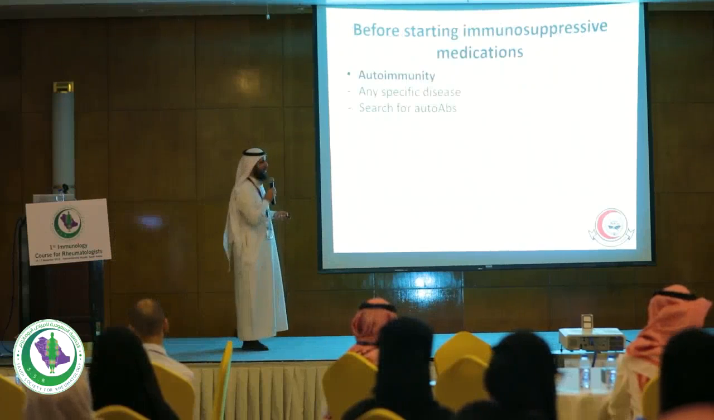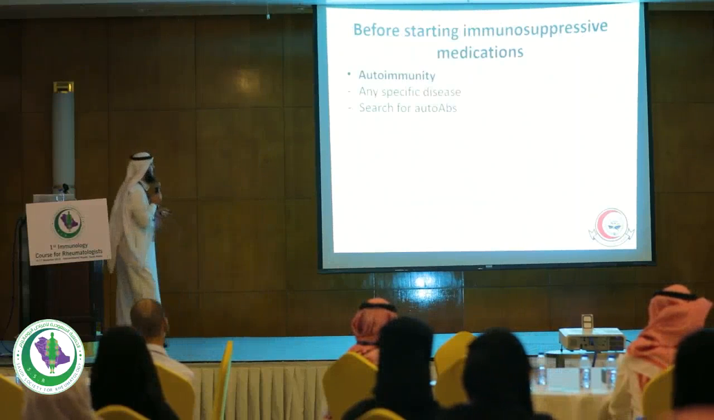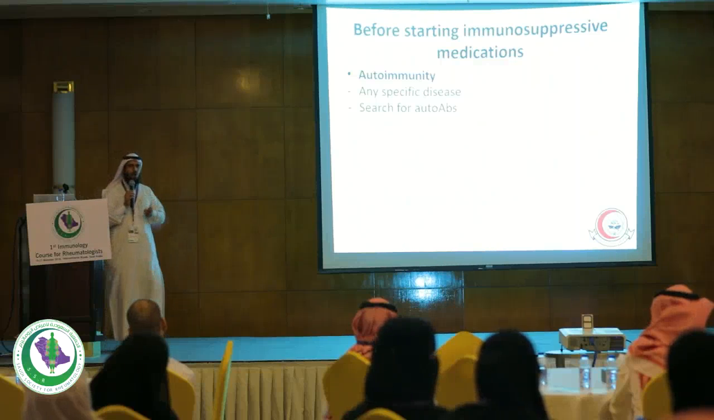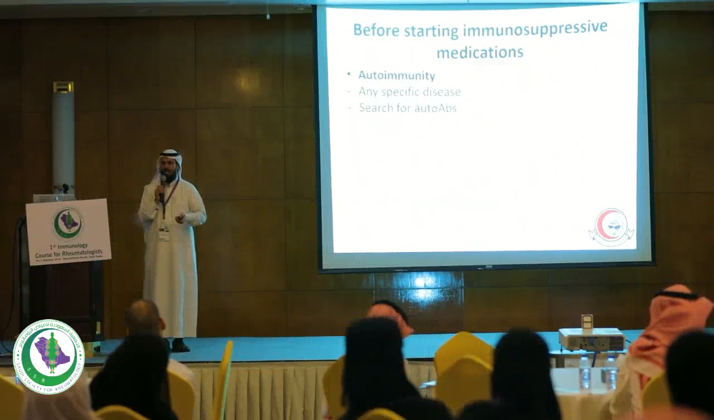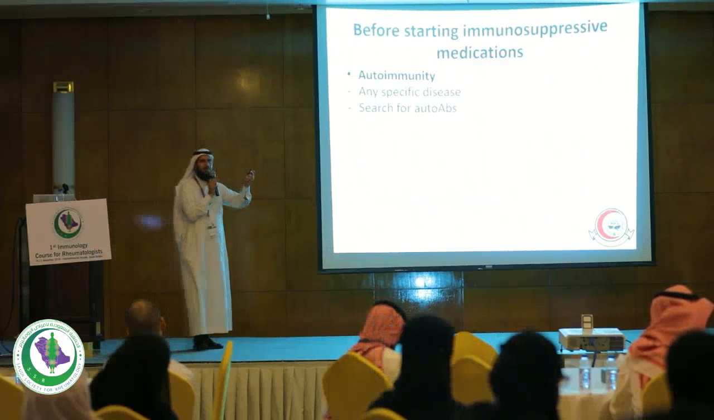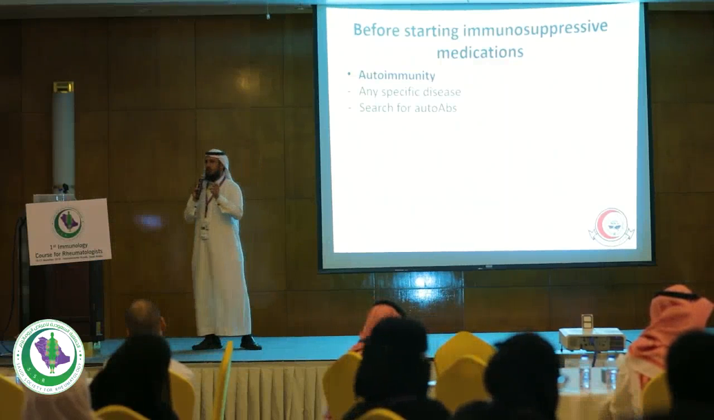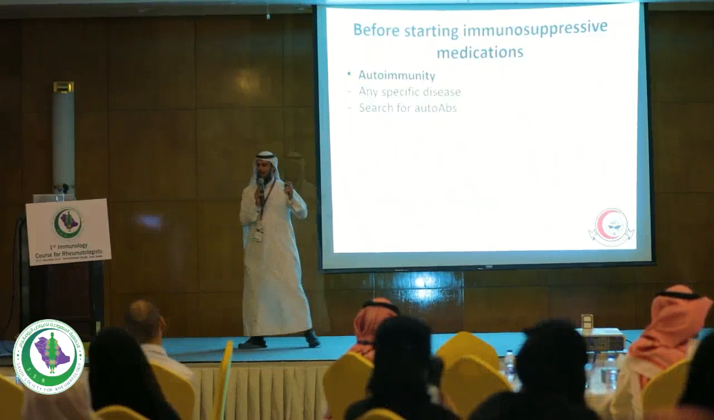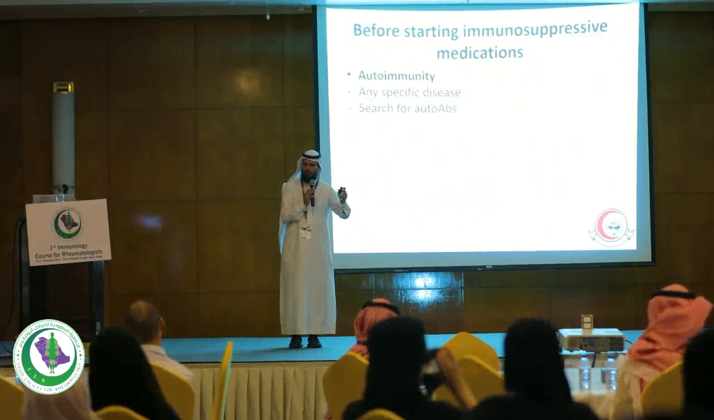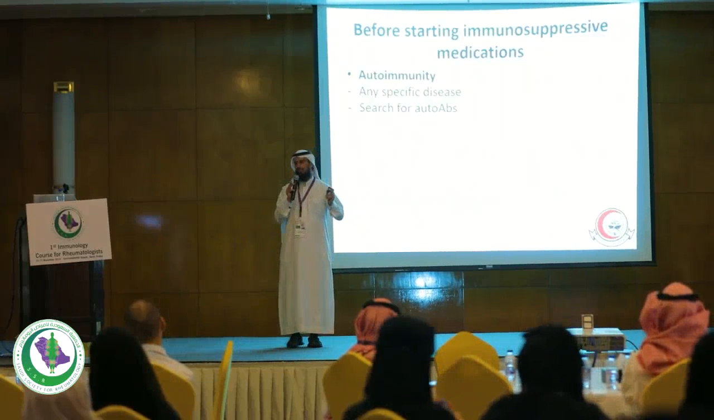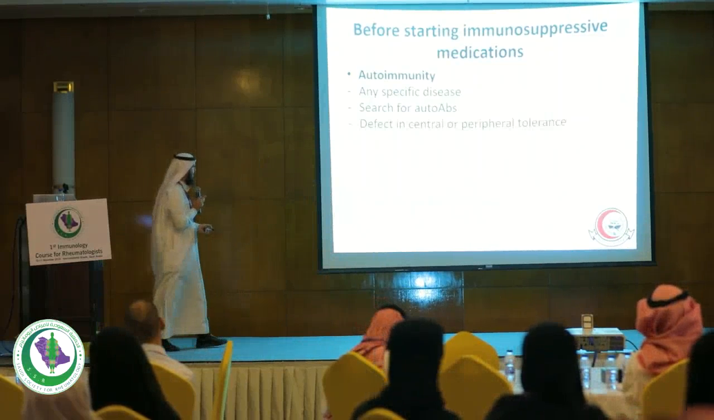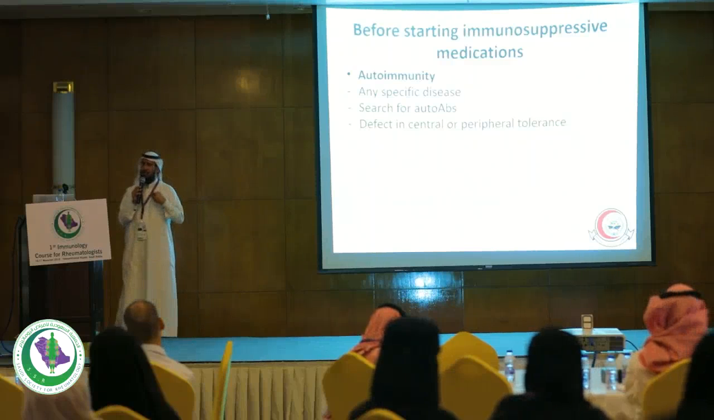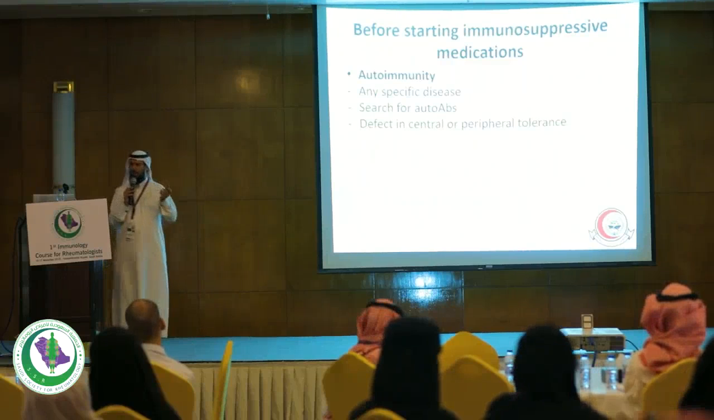Before starting immunosuppressive medications, think about the autoimmunity in the specific disease. If you have any specific disease, what's the pathophysiology of this disease? Is the main problem T cells, or immune complexes and B cells, or continuous inflammation and an autoinflammatory problem? And each one will be treated differently. We'll take examples after that. And then ask also, do we have a defect in central or peripheral tolerance? And each one has a specific treatment.